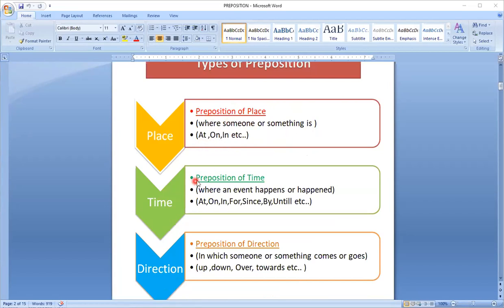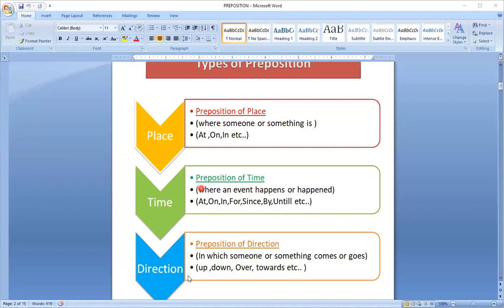Okay, and next is preposition of time. So where an event happens, जो भी event कोई happen हो रही है, ये घटित हो रही है, उसके लिए हम कौन सा preposition use करेंगे, a preposition of time. So examples of prepositions of time are at, on, in, for, since, by, until.